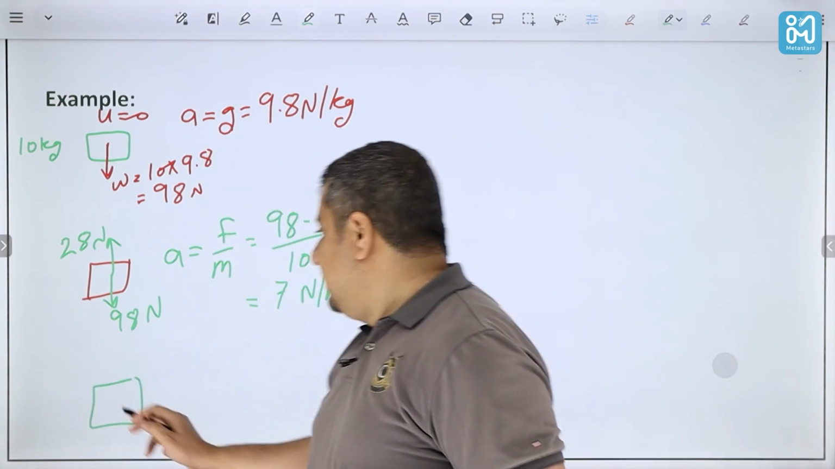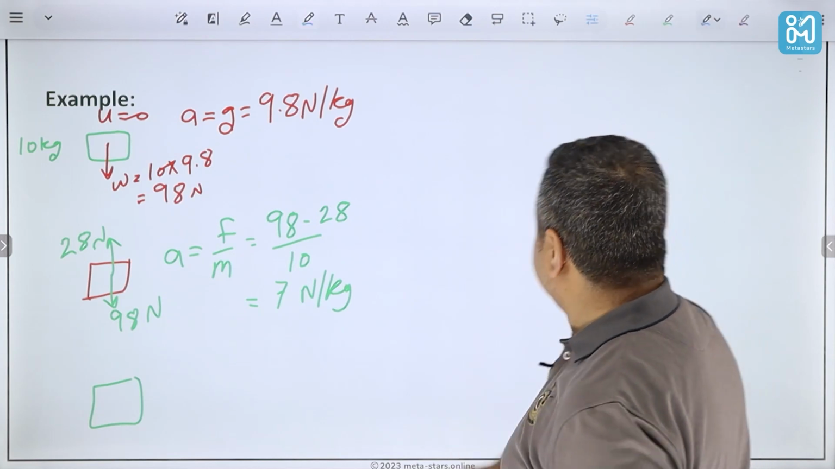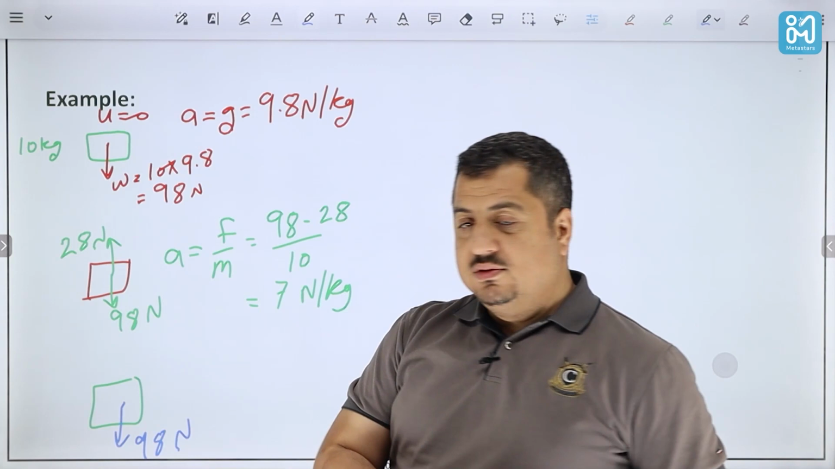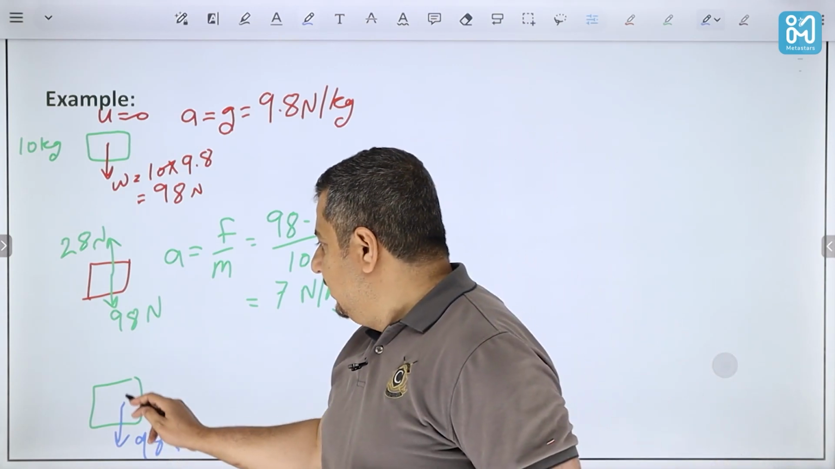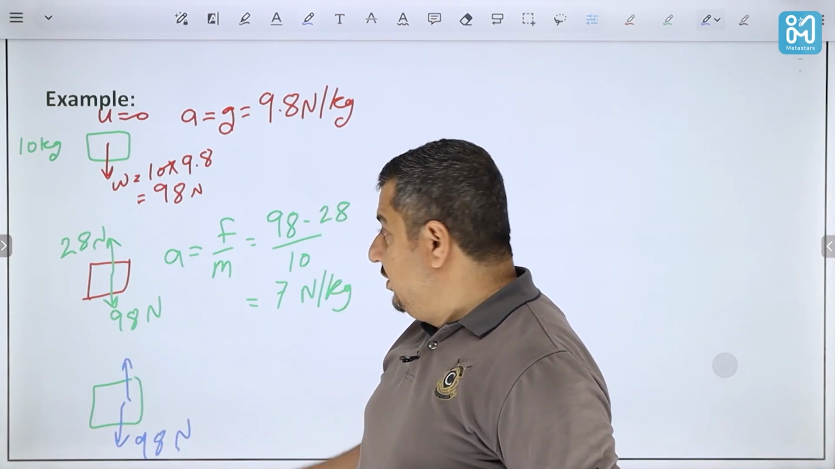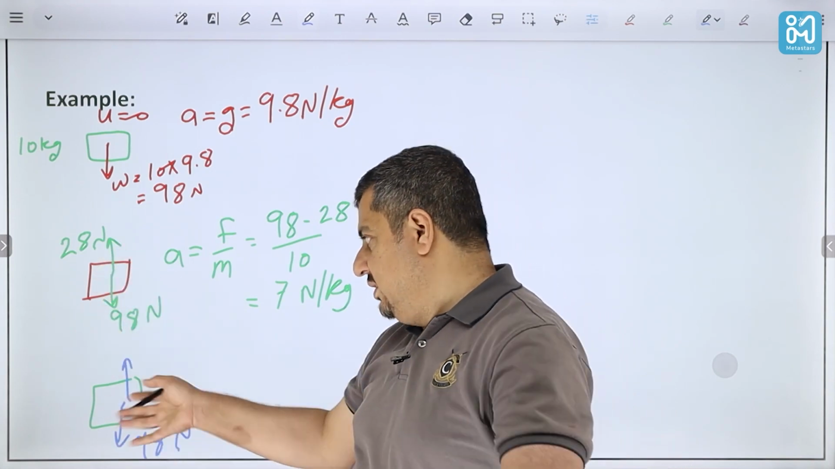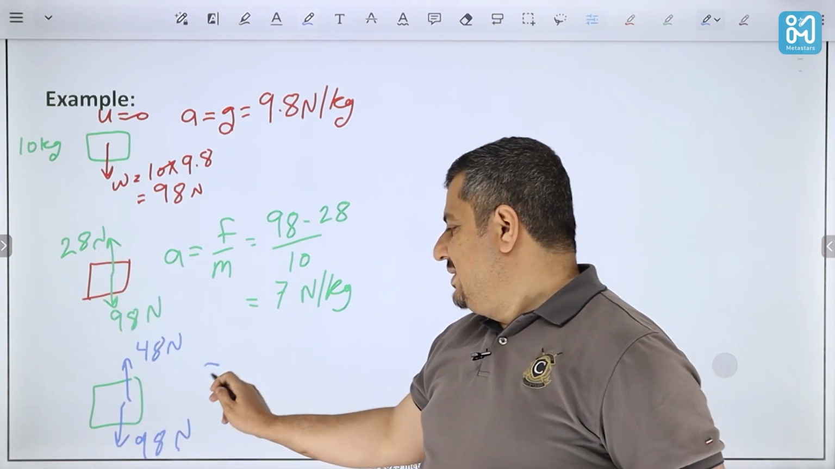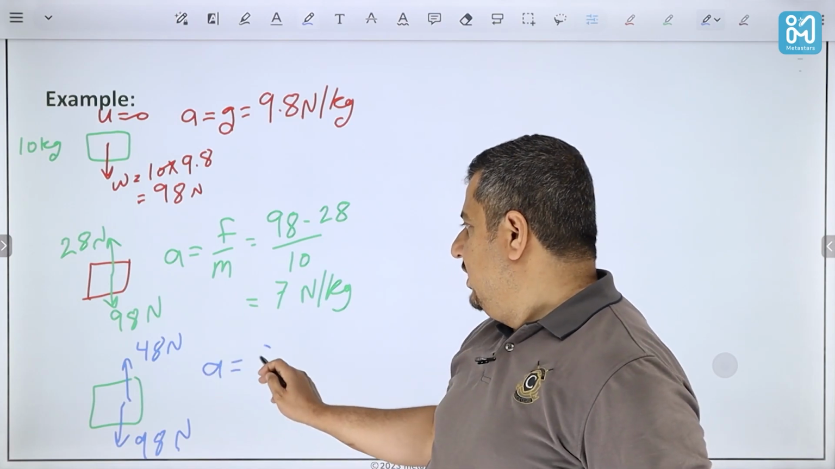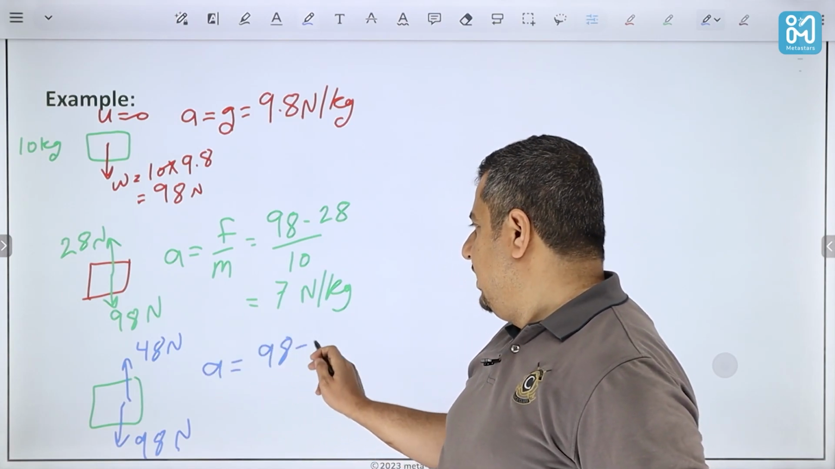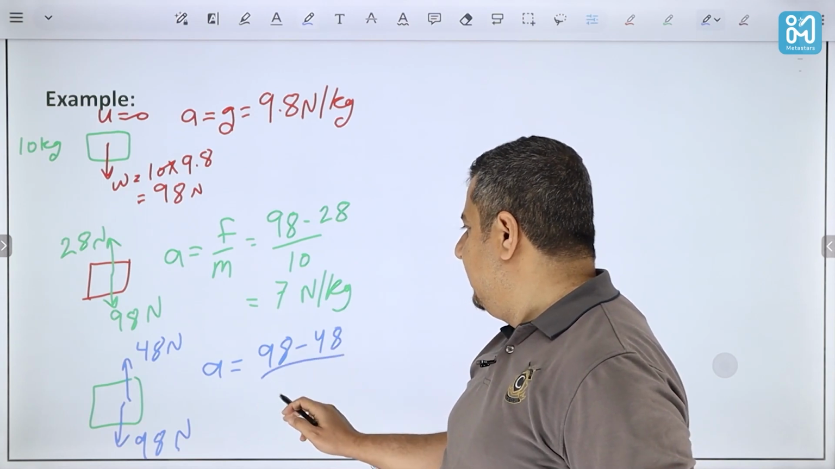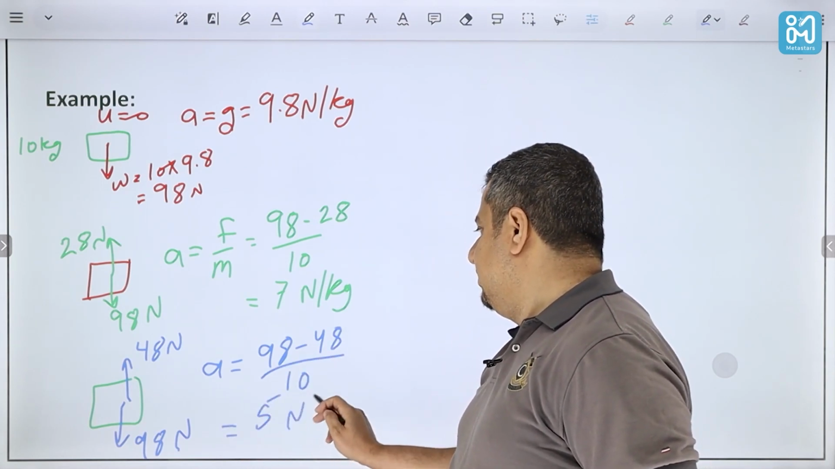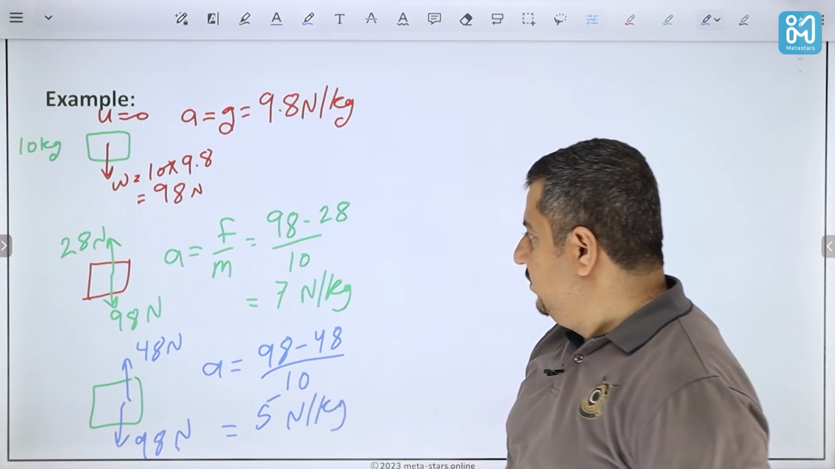So if the speed is increasing more, of course, we have the weight still 98 newtons, which means that the air resistance will increase more than this, and let's give it 48 newtons, which means that the acceleration now is 98 minus 48 divided by 10, which gives 5 newtons per kilogram. Look.